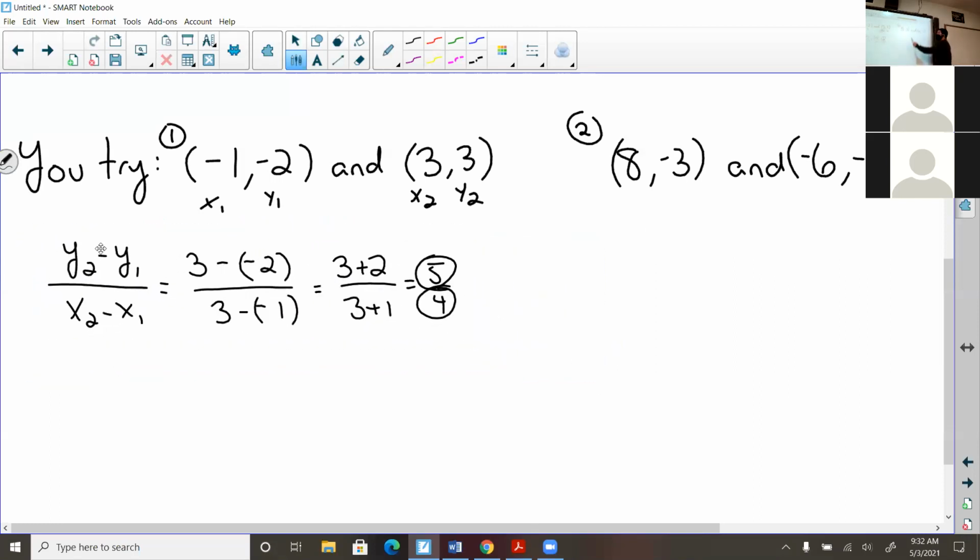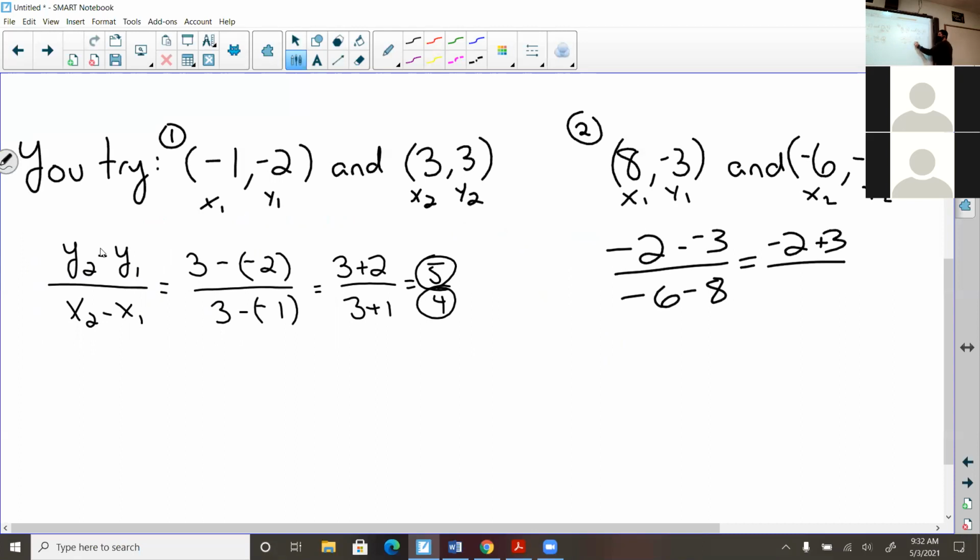For the other one, again, I'll do the math out. I'll call this x sub 1, y sub 1, x sub 2, y sub 2. So I'm going to do negative 2 minus a negative 3 over negative 6 minus 8. So I'm getting negative 2 plus 3 over negative 14. So I'm getting 1 over negative 14, or negative 1/14.